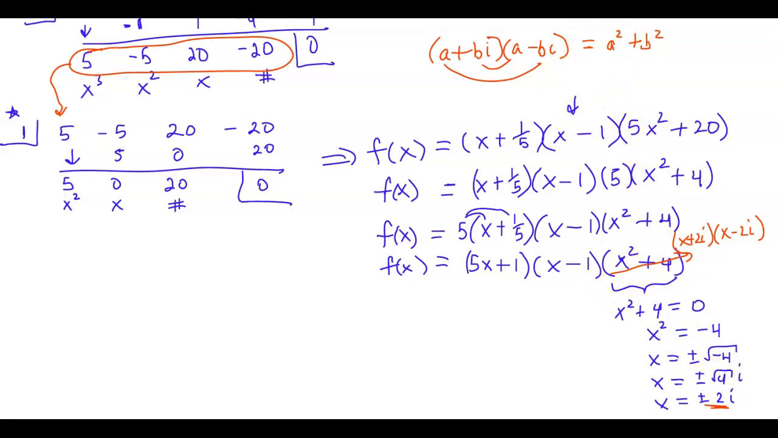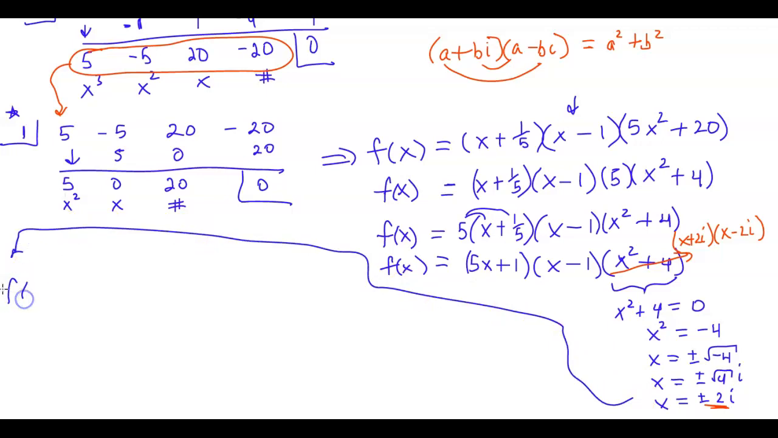So saying all that to say that if we were to factor everything out, make it look nice here, then of course f of x is just essentially going to be 5x plus 1, x minus 1, and then x plus 2i times x minus 2i. So this is what our polynomial would look like if it is in factored form, meaning it's written as a product of linear factors.